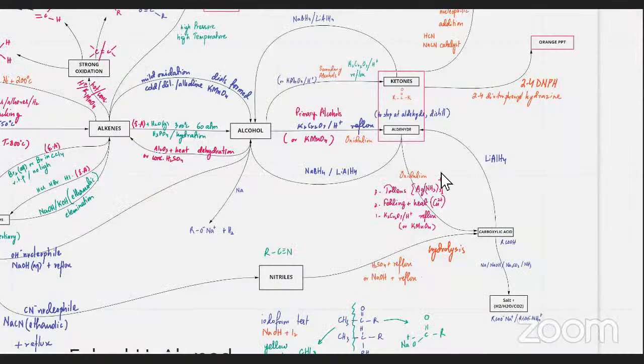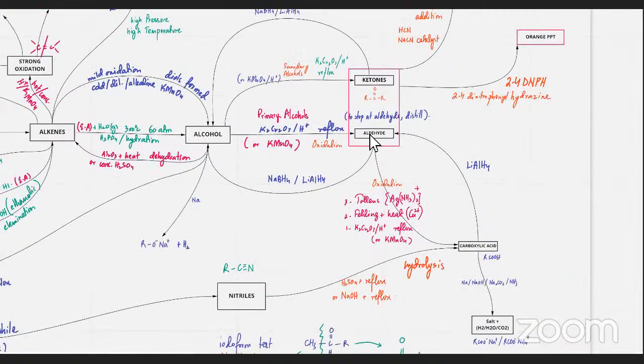Like, agar yahan pe dekho na, if I make this bigger, aldehydes turn into carboxylic acid by oxidation using Fehling's. Ketones don't get oxidized. They don't have any oxidation whatsoever. So again, there's going to be a different observation. Fehling ke saath, the observation is you're going to get a red precipitate with Fehling's.